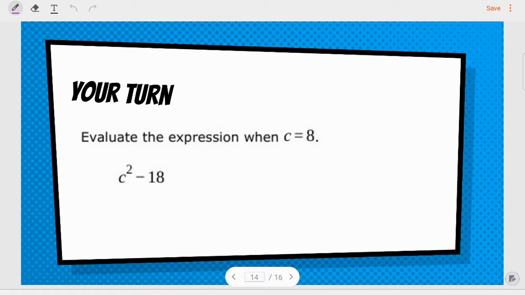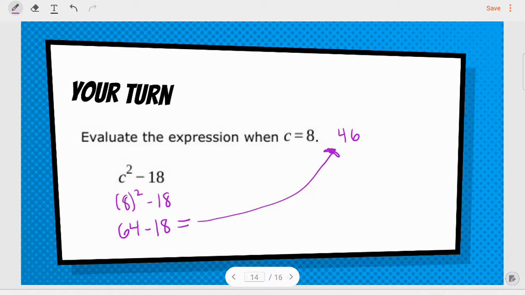All right, your final answer should be 46, but let's just check to see how you get there. So when c is 8, I'm going to replace it: 8 squared minus 18. So 64 minus 18 is a grand total of 46.